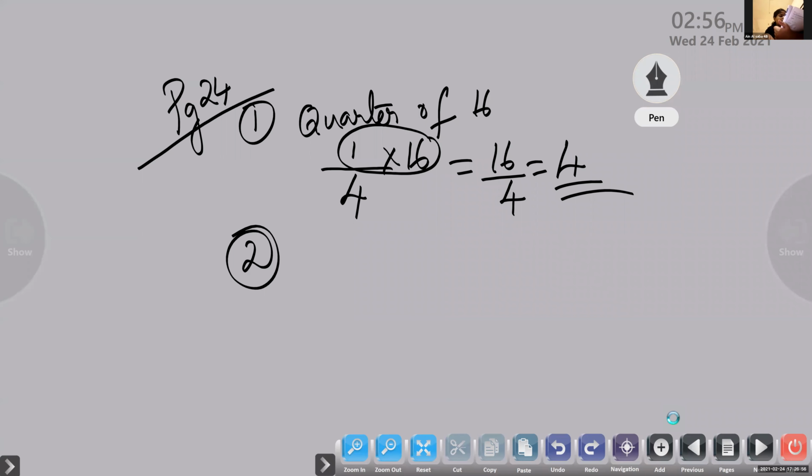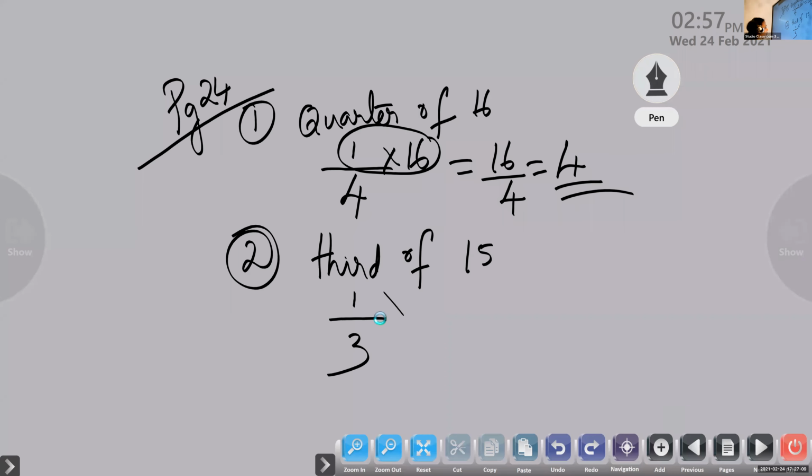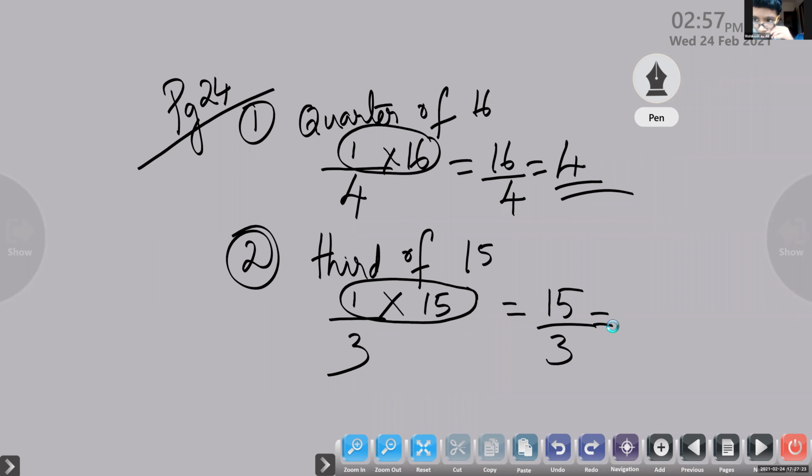Yes. A third of 15 volts is 5 volts. A third of 15 means what? 1 by 3 of 15. 1 by 3 times 15. Now, children, what do you have to do? 1 into 15 is 15 by 3. What's the answer? 5 volts. So, children, a third means it is 1/3. 1/3 of what we will do? Multiply with the 15. So 15 divided by 3 is equal to 5 volts.